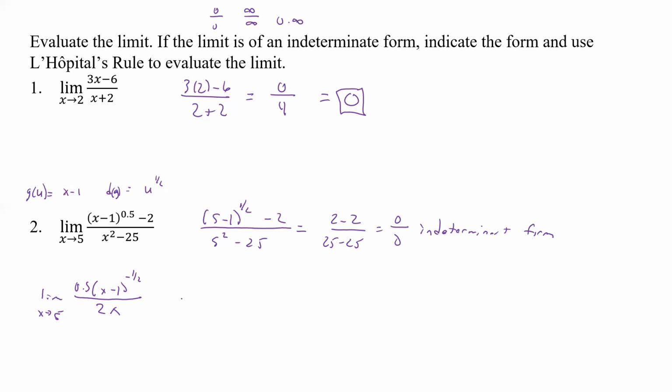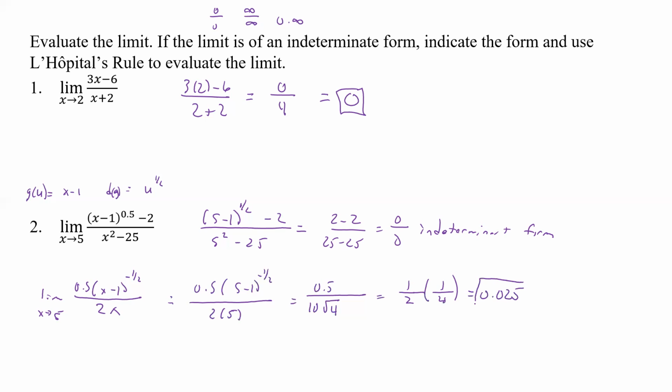And so if we plug in 5, that's going to equal 0.5 times 5 minus 1 to the negative 1 half all over 2 times 5. And so that's going to give us 0.5. And this really we can take to the denominator. And so we'll have 10 times the square root of 4. And so that's going to be equal to 1 half times 1 over 20. And so that's going to give us 1 over 40, which is equal to 0.025.